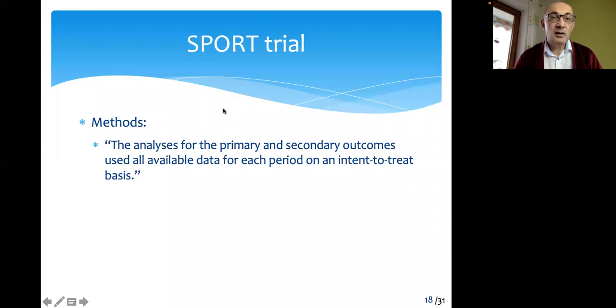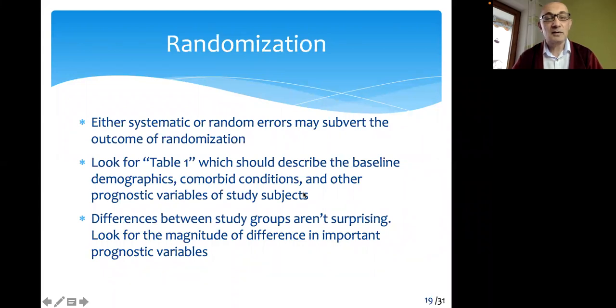Okay, in the study we found, in the SPORT trial, in the method section, you will see that the authors mention the analysis for the primary and secondary outcomes used all available data for each period on an intention to treat basis. They used this intention to treat approach, which is also, according to this appraisal, something good for us to trust this research.